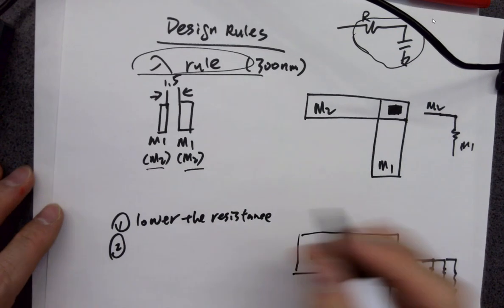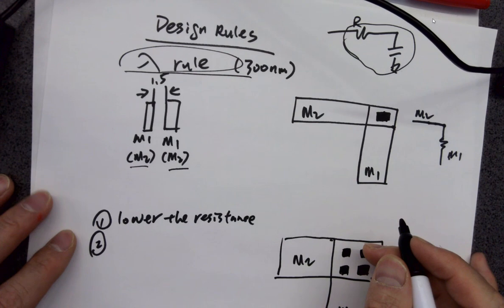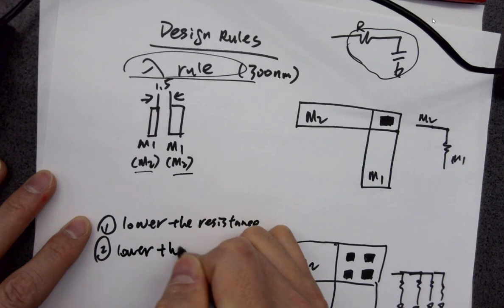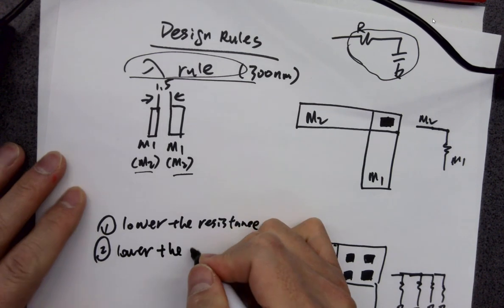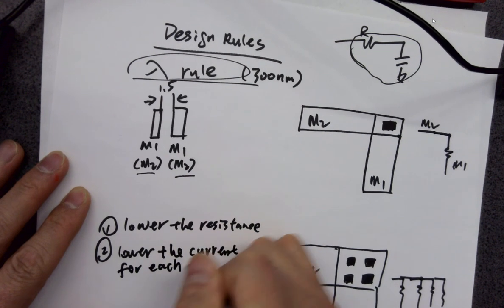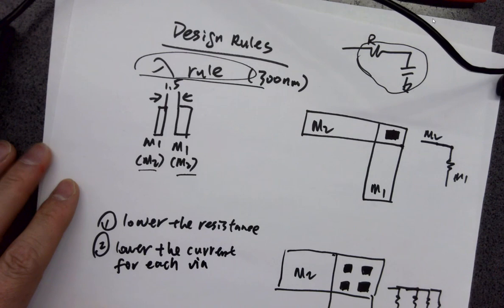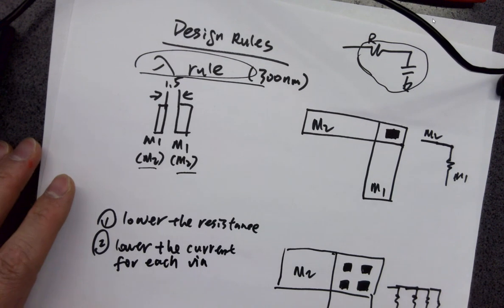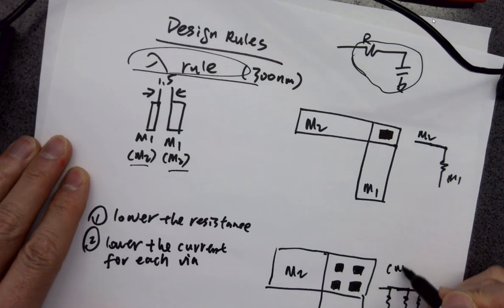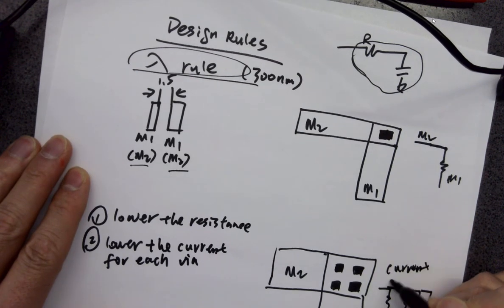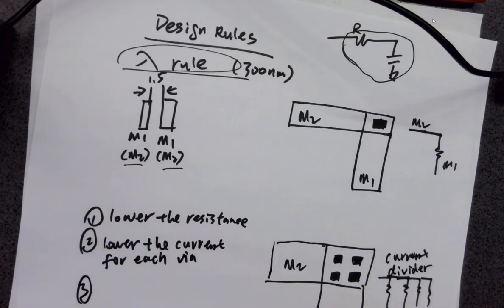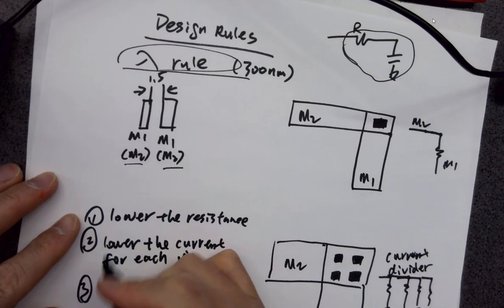So number 2 is it lowers the current for each via. Why? Because these are the same resistors, and if you have several resistors in parallel, they are forming a current divider, right? Number 3, get some backup vias.